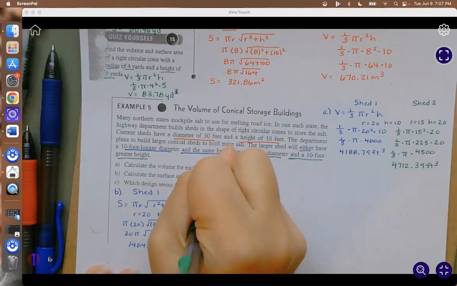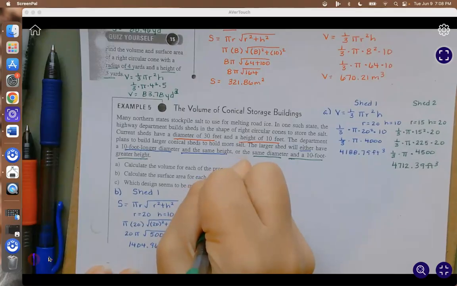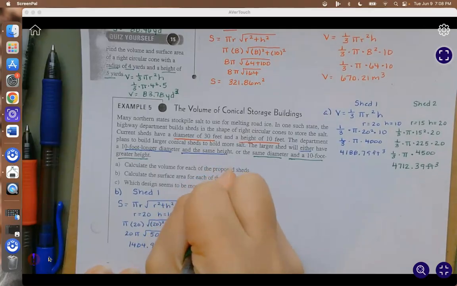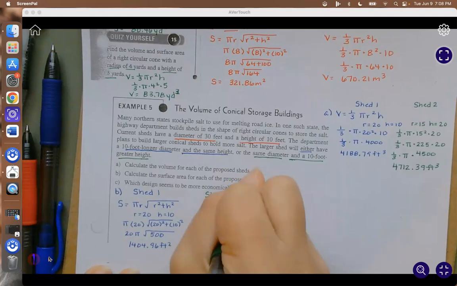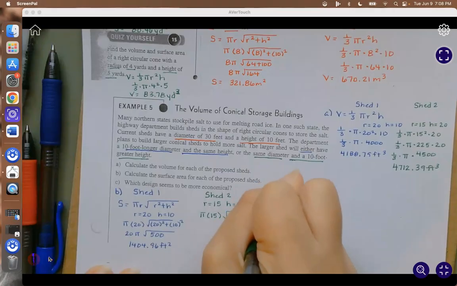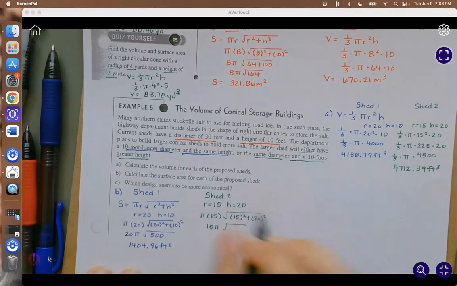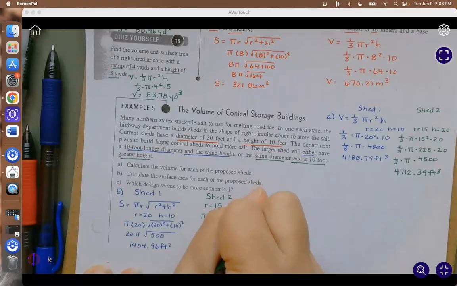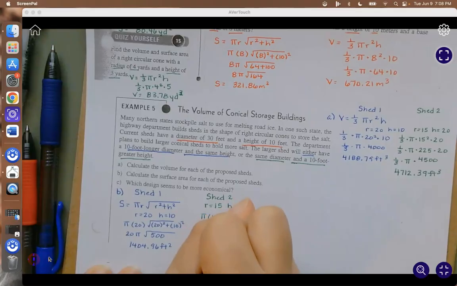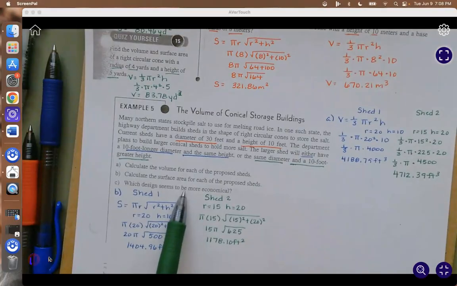Shed 2. The radius is 15. The height is 20. So pi times 15 times the square root of 15 squared plus 20 squared. Okay, so that's 15 pi. That's 225. That's 400. So that's 625. Work that out, and that's 1178.10 square feet.